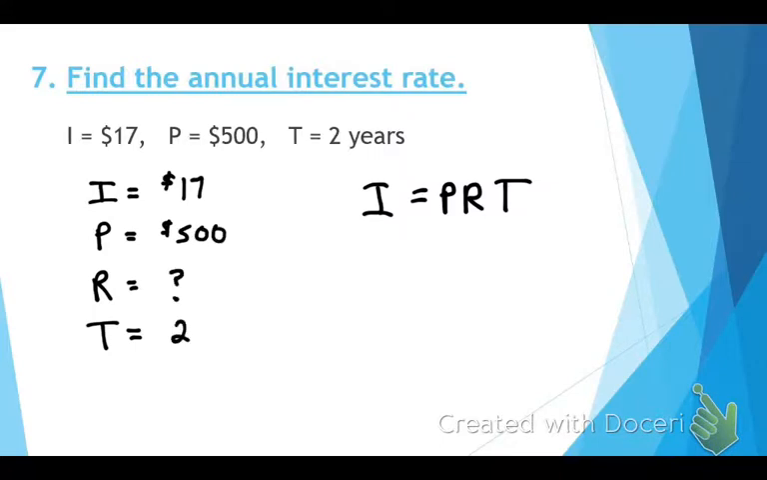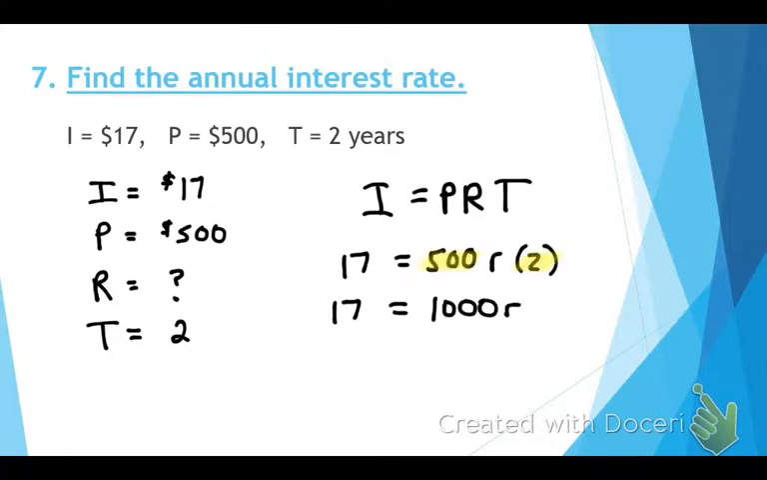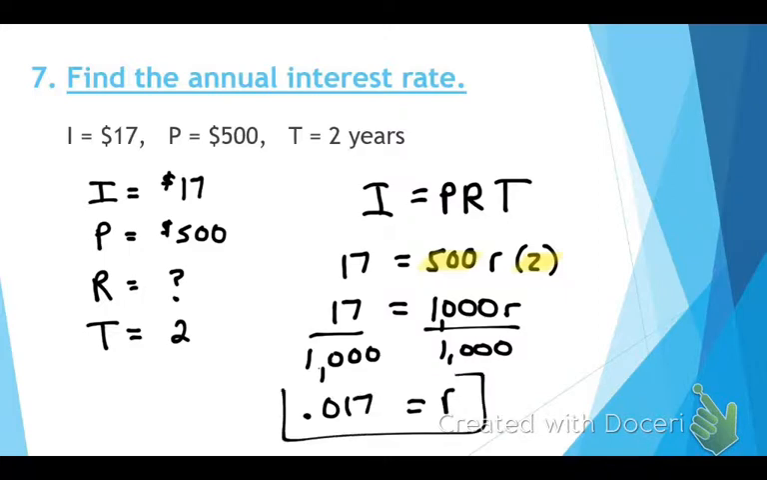Very good. Now, once again, I'm plugging in. My I is $17. My principal was $500. We don't know the rate, so the R stays, and then multiply it times 2. On the right-hand side, you can see that I can multiply together the 500 and the 2 to get 1,000 R. You want to divide it by 1,000 on both sides. When you do this, R equals, and some people just left their answer like this and boxed it in.